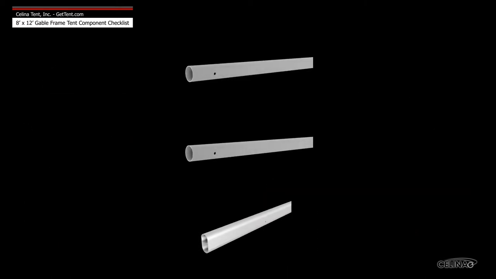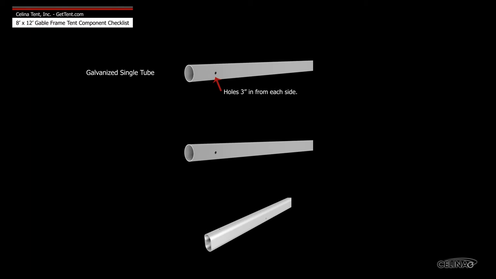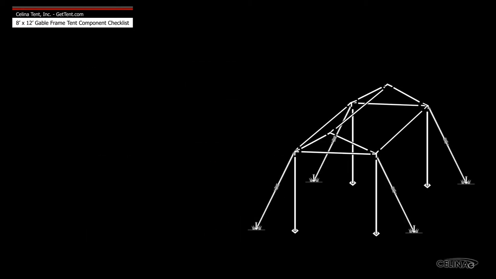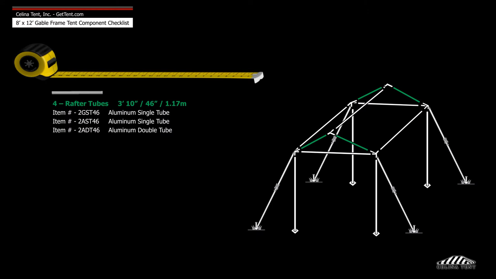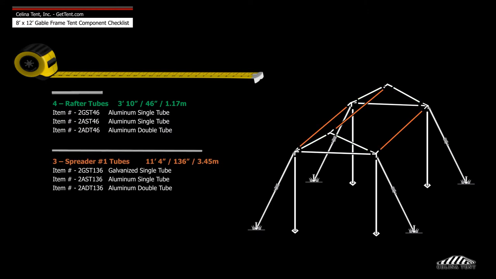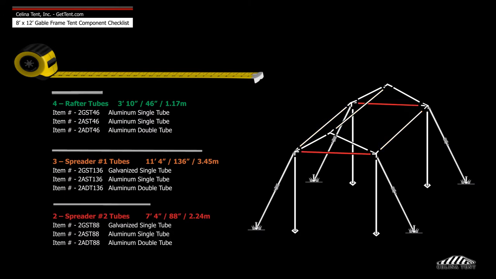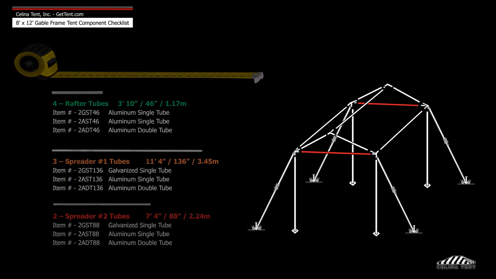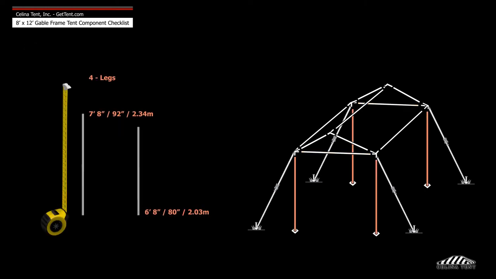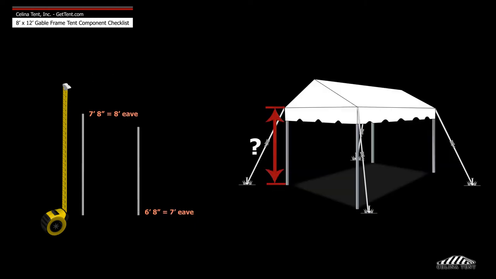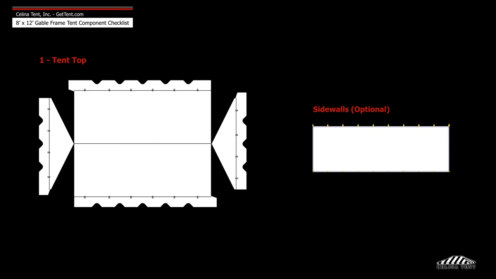Celina frame tubing is available in 3 types: galvanized single tube, aluminum single tube, and aluminum double tube. Frame tubing includes 4 3-foot 10-inch rafter tubes, 3 11-foot 4-inch spreader number 1 tubes, 2 7-foot 4-inch spreader number 2 tubes, and 4 legs or upright tubes that measure 6-foot 8 inches or 7-foot 8 inches, depending on the eave height. Frame fabric includes 1 tent top and optional sidewalls.